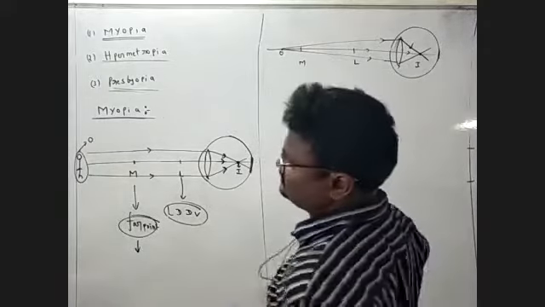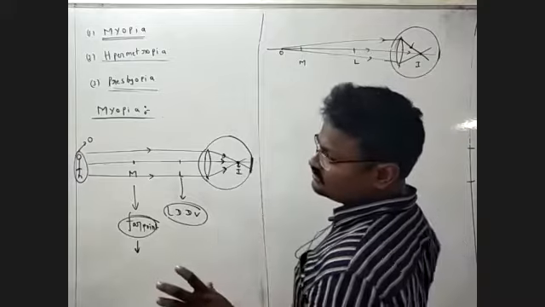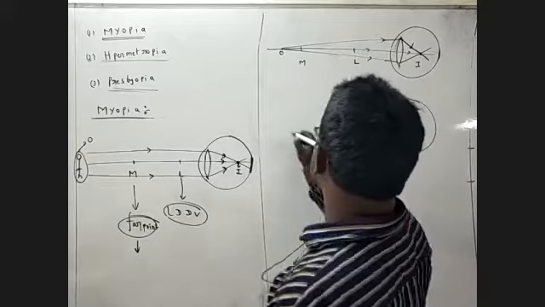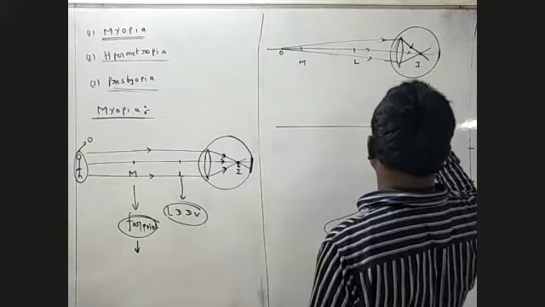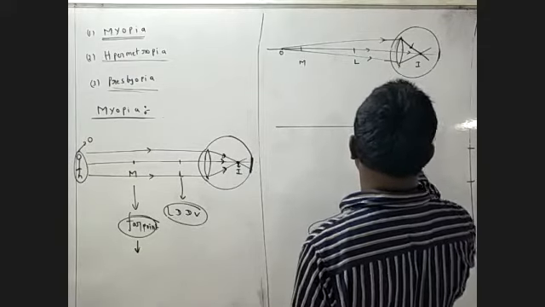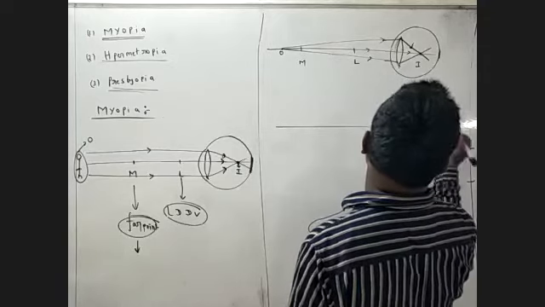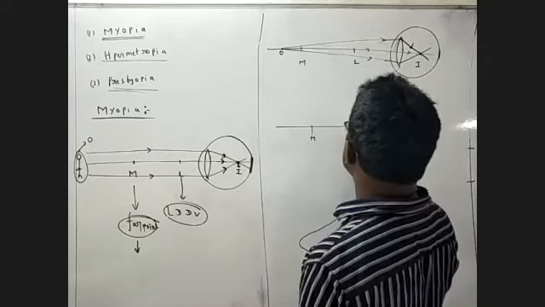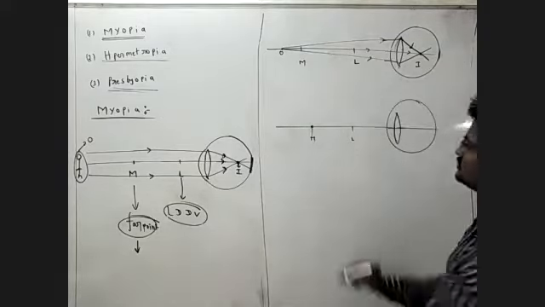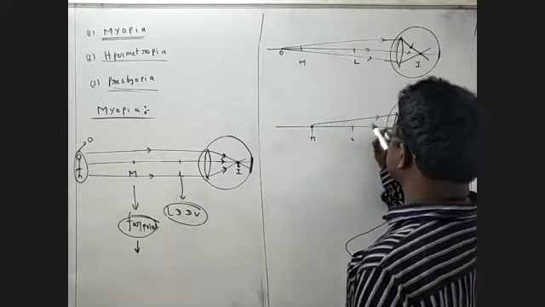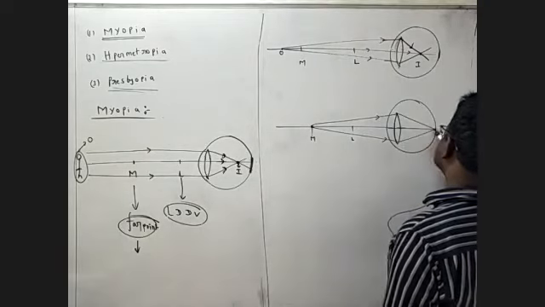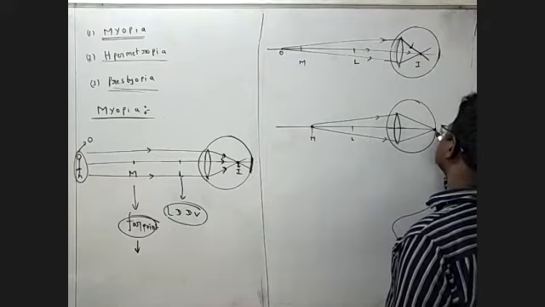But a healthy person, the person without defect. Without defect means a healthy person. I'm explaining the healthy person. This is the retina. This is the M point. This is the N point. Suppose the object is placed on the far point. So this ray falls here. This ray strikes here. It is converging at this point. So the image forms on the retina.